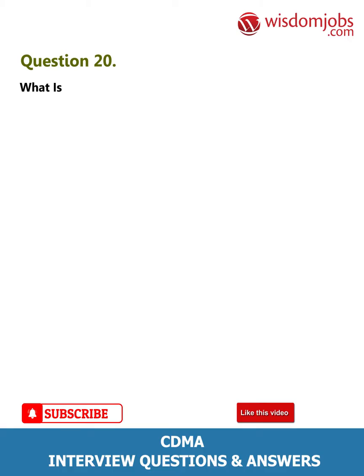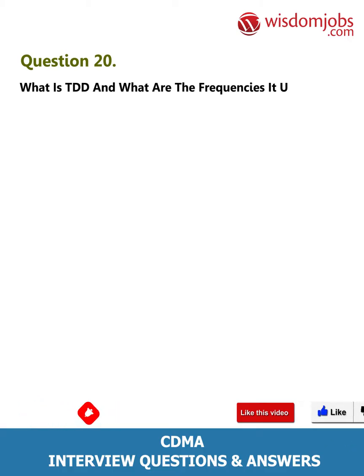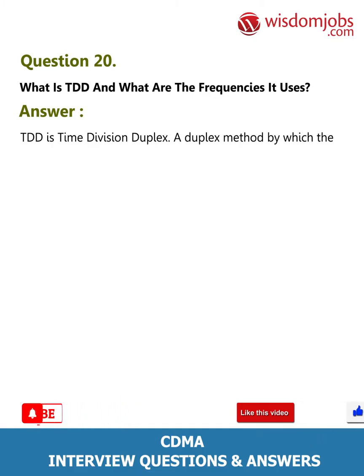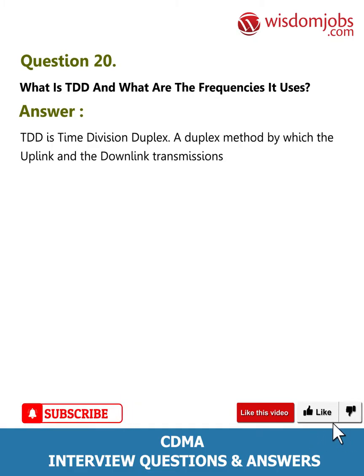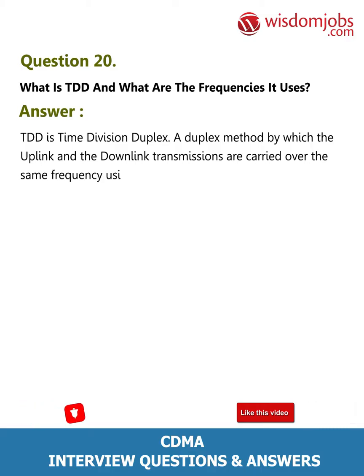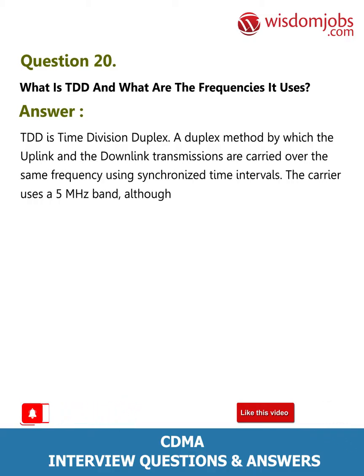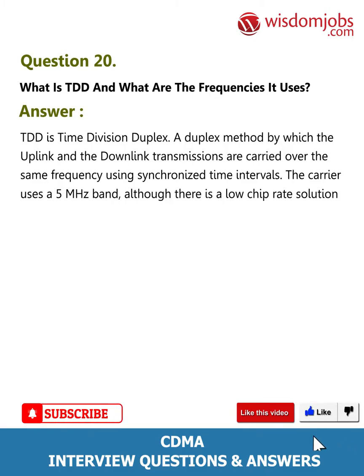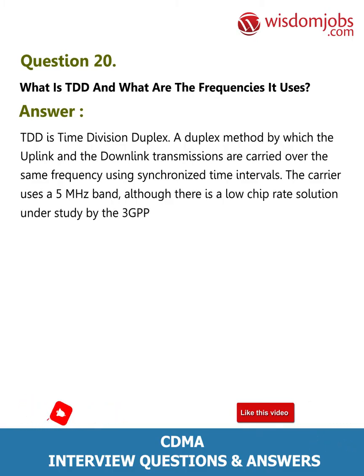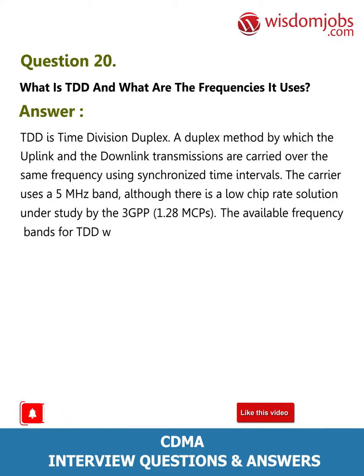Question 20. What is TDD and what are the frequencies it uses? Answer: TDD is time division duplex, a duplex method by which the uplink and the downlink transmissions are carried over the same frequency using synchronized time intervals. The carrier uses a 5 MHz band. Although there is a low chip rate solution under study by the 3GPP, 1.28 Mcps, the available frequency bands for TDD will be 1900 to 1920 MHz and 2010 to 2025 MHz.